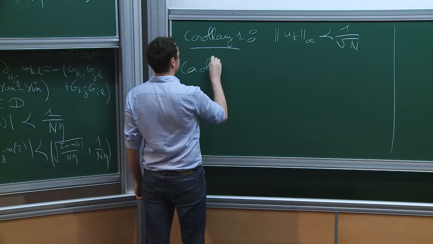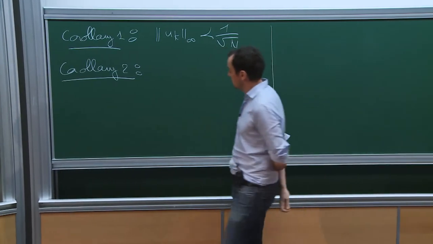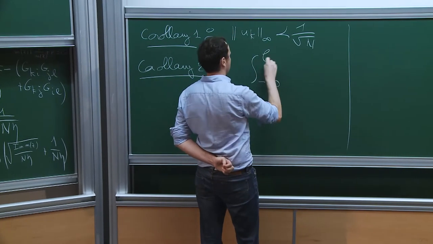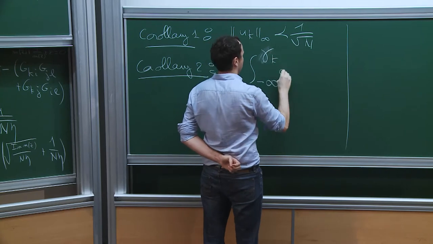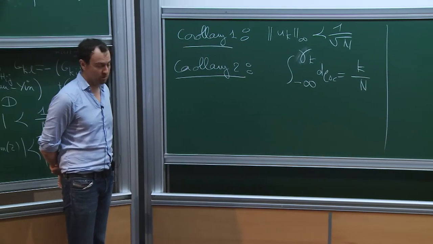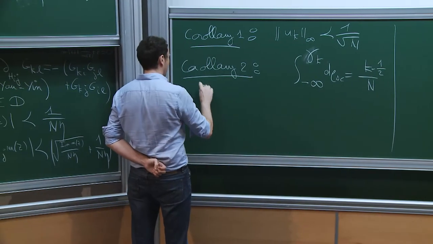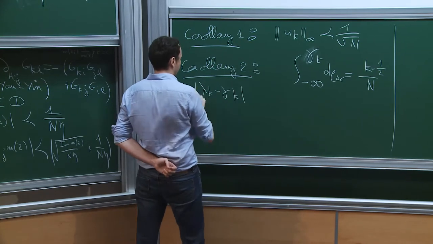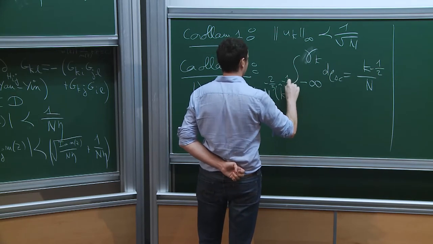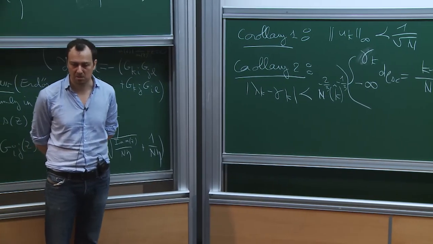And corollary 2 is the fact that the lambda_i's are very close to the quantiles. So my notation for the quantiles is that up to gamma_k, the integral of my semicircle distribution is k over n, or let's say k minus 1 half over n for symmetry. And we have lambda_k, which is distant from gamma_k by a factor at most n to the minus 2 thirds, k hat to the minus 1 third. Remember that my k hat is the distance to the edge.